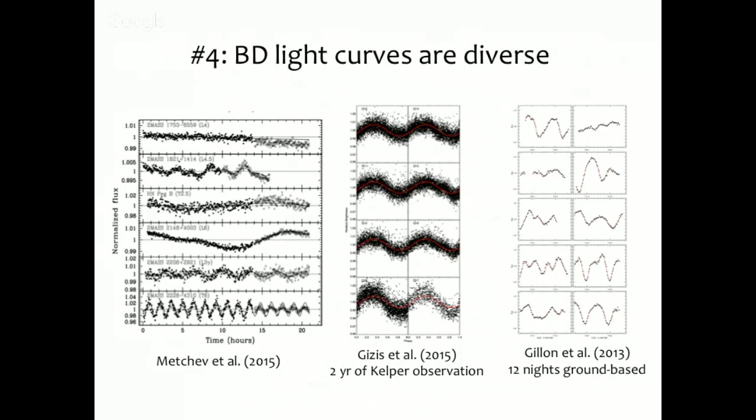Sometimes you get nice, beautiful sine curves. Sometimes you get these weird oblong shapes. Sometimes you just get trends. Sometimes you get stochastic behavior. There seems to be a huge variability in how whatever is driving this variability manifests on the surface.